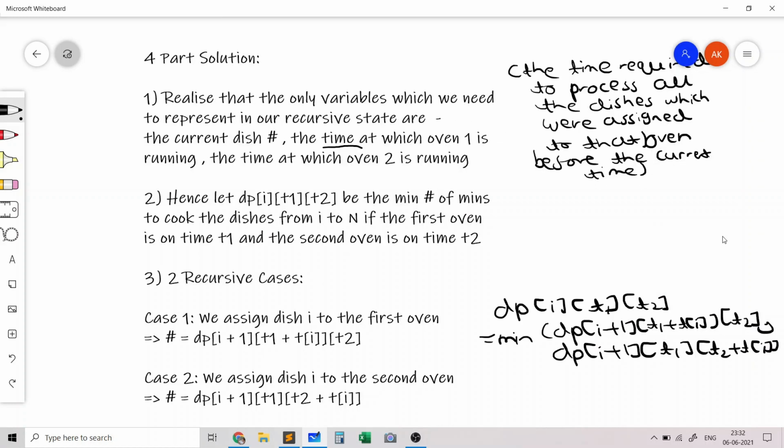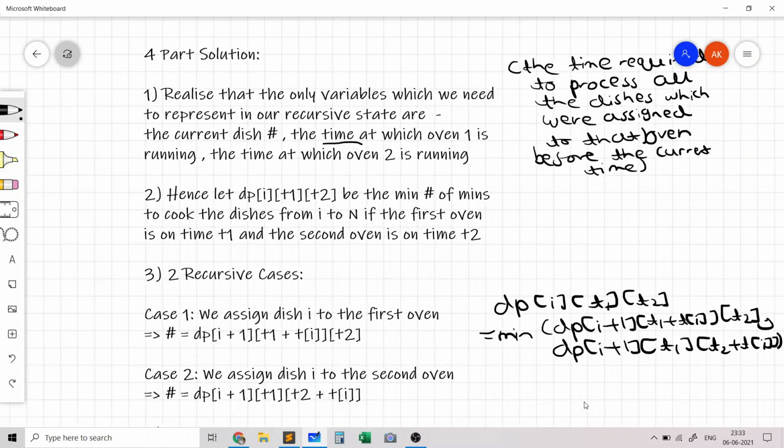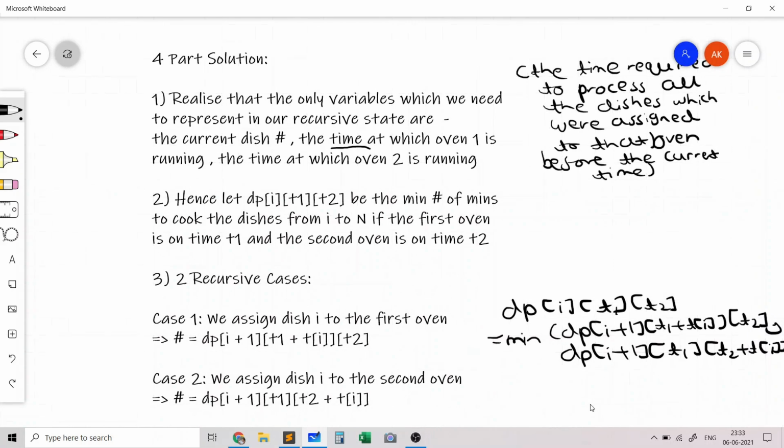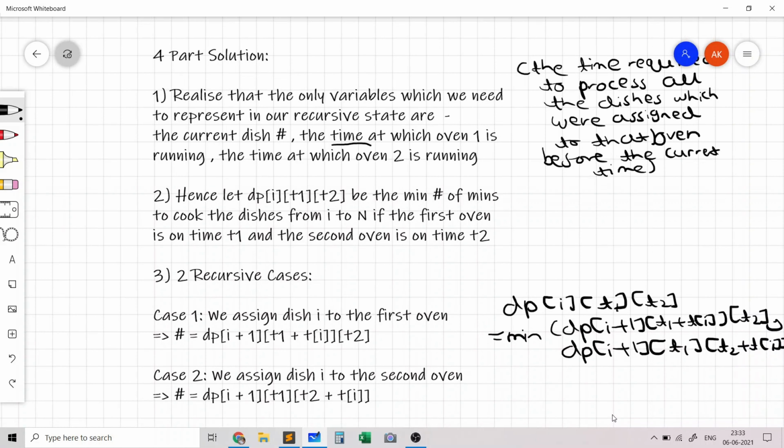Hence we have that dp i, T1, T2 is the minimum of dp i plus 1, T1 plus T of i, T2, and dp of i plus 1, T1, T2 plus T of i. Now the base case should be simple. If we are at the nth oven, then the answer is basically going to be the maximum of T1 and T2.